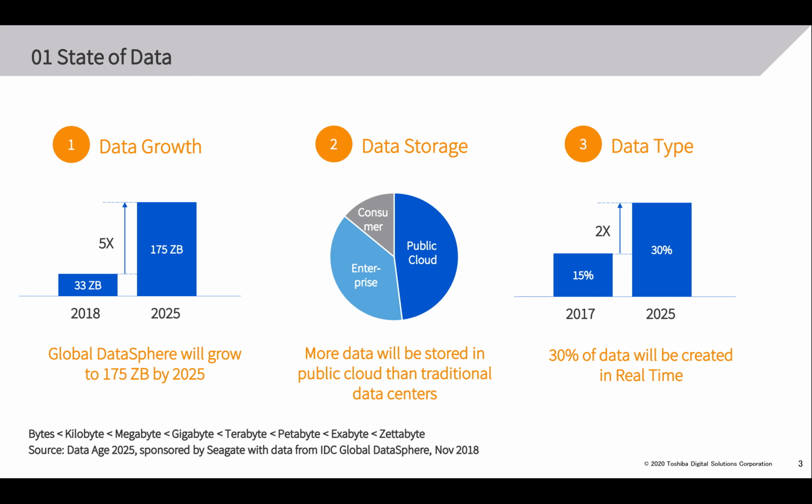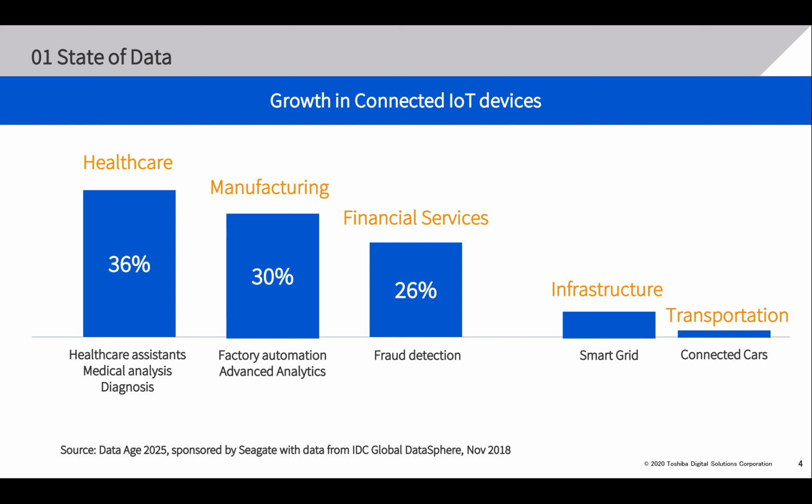Now, secondly, in terms of where the data is stored, we're seeing more and more of this data going into the cloud instead of locally on-premise. And thirdly, more and more of this data gets generated in real time. Now, amongst this growth of data, there seems to be a significant growth in the connected IoT devices area as sensors get cheaper and the network connection coverage as well as speed keeps improving.